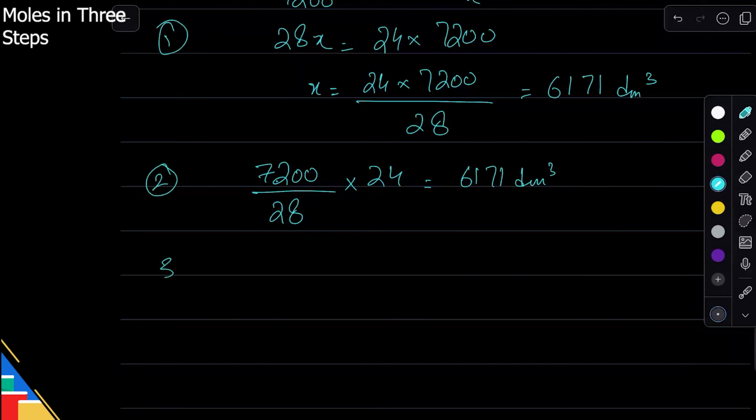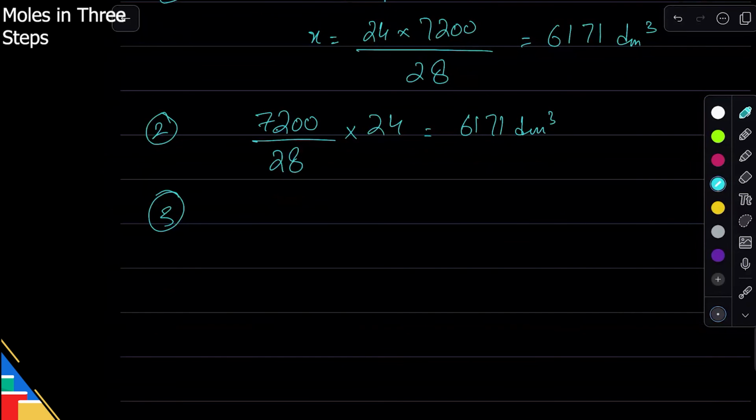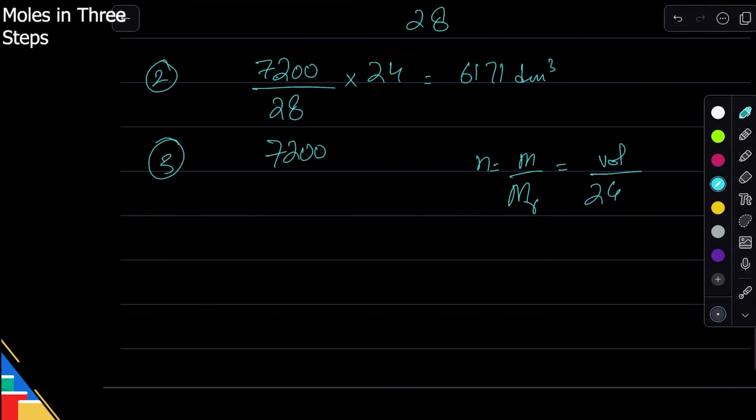Let's try another way. Let's say I want to find it using the formulas. ठीक है. 7200, so formula क्या था? Number of moles is mass over MR and volume चाहिए ना? Just put it equal to that. So volume over 24. बात खत्म. So mass की जगह लिखा 7200 over 28 equals to volume over 24. You cross multiply. Yes.